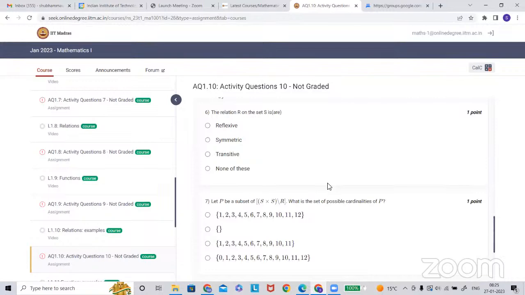Because this is what question number 7 has done, right? The question says the possible cardinalities of P, so we should take all the options. Since every subset has the null set, it is given in the question, S and R. Every set has the null set as a subset.